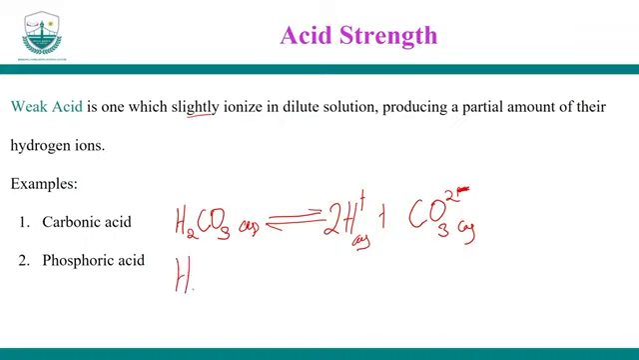And then we have phosphoric acid in aqueous solution, which partially ionizes to give you hydrogen ions.